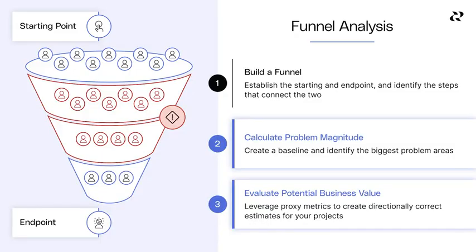In this lesson, we'll dive deep into steps 2 and 3 of our funnel analysis, calculating the problem magnitude and evaluating the potential business value. The process of evaluating how much a problem can be improved is where new PMs typically get stuck. This happens for 2 reasons.